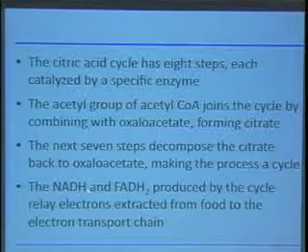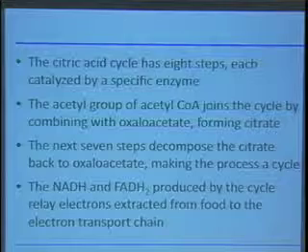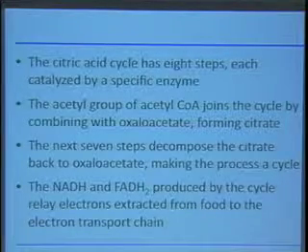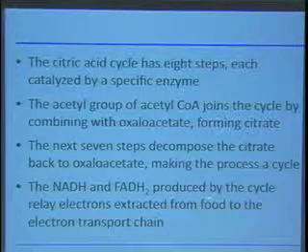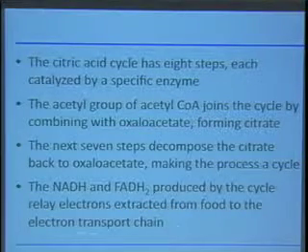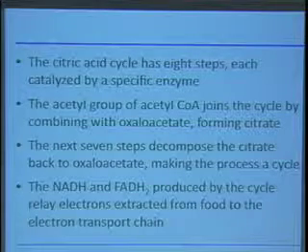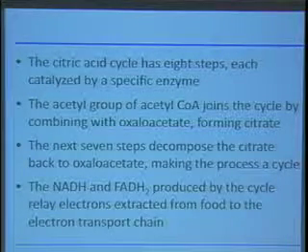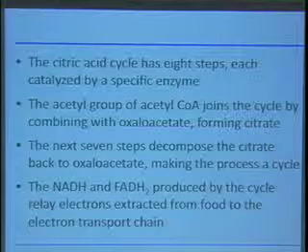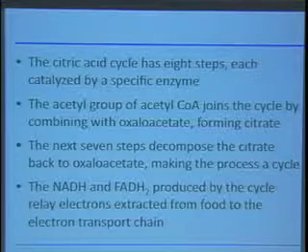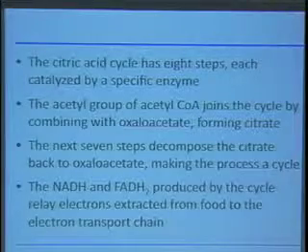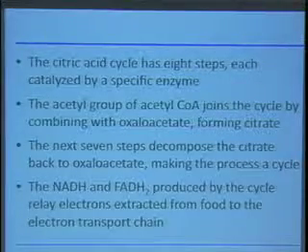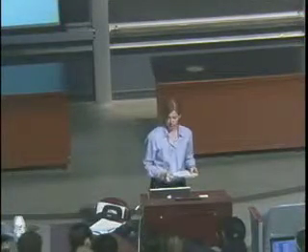Importantly, the NADH and the FADH2 that are produced by the cycle are responsible for relaying electrons that are extracted from glucose or food to the electron transport chain. And that's what we really want to discuss today: how we go through the citric acid cycle, we end up with these molecules of NADH and FADH2, and those then are responsible for driving the synthesis of ATP through oxidative phosphorylation. So let's go through these steps.